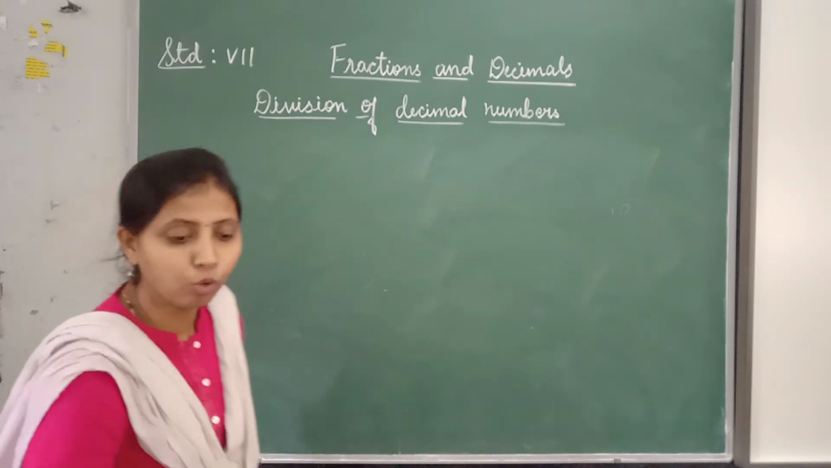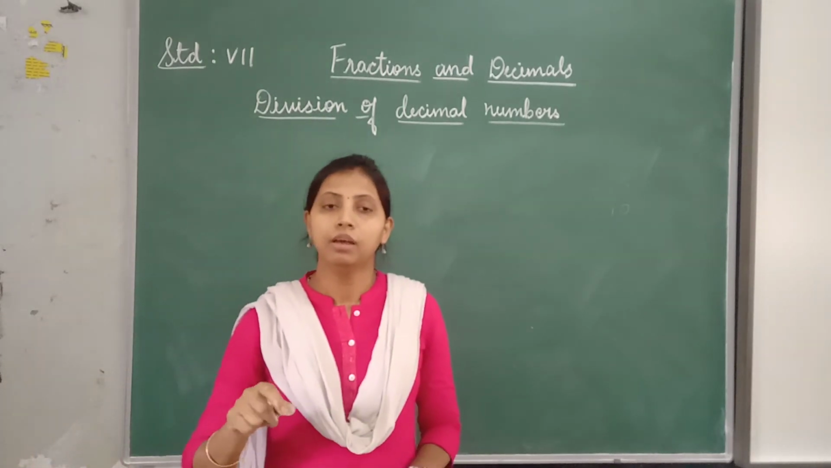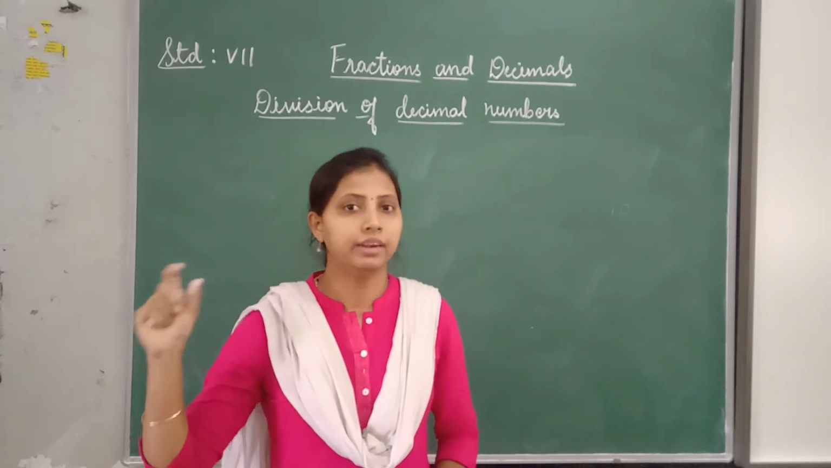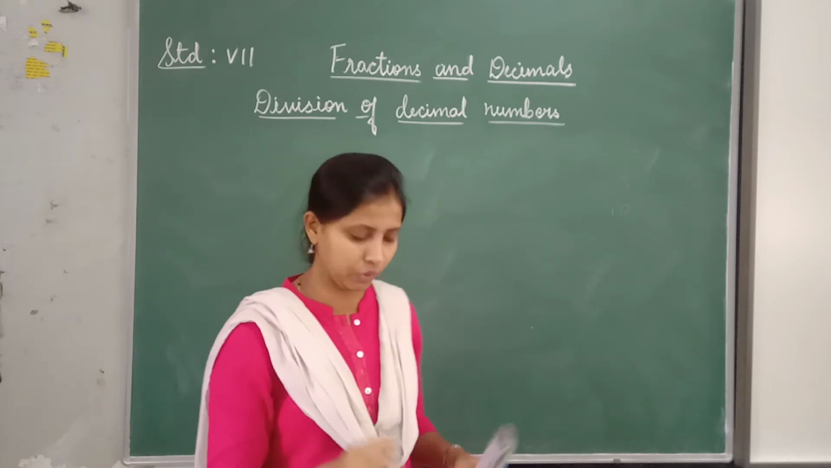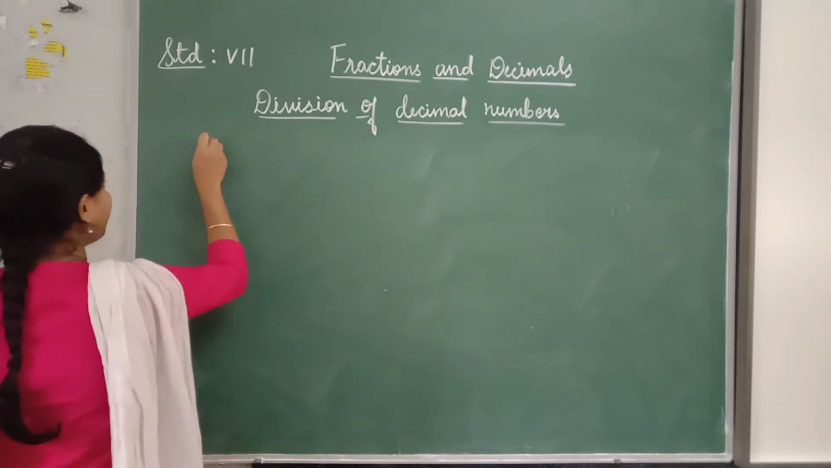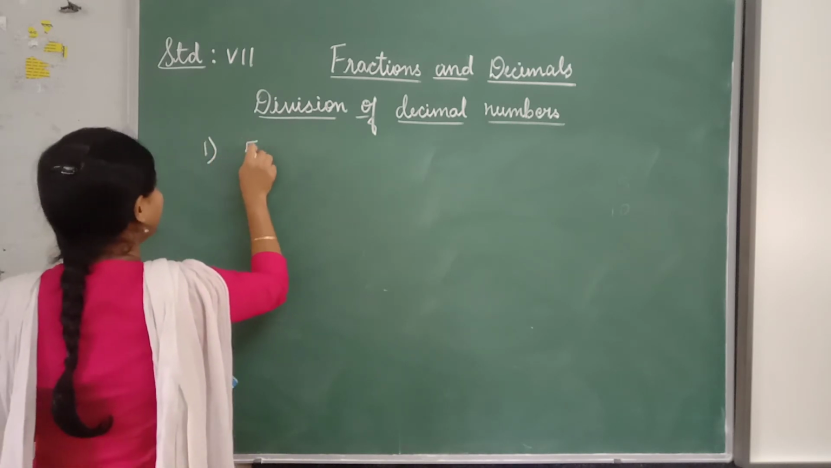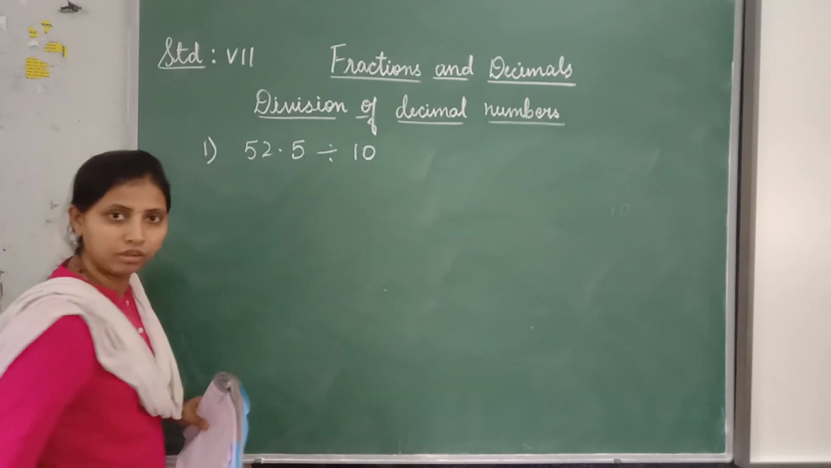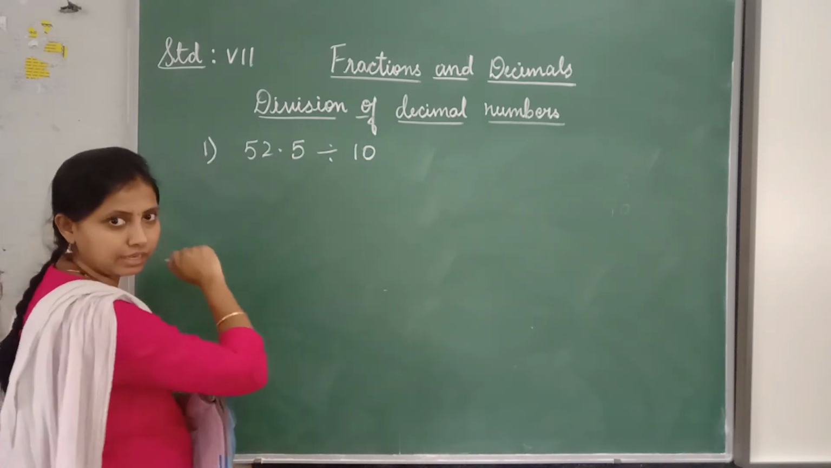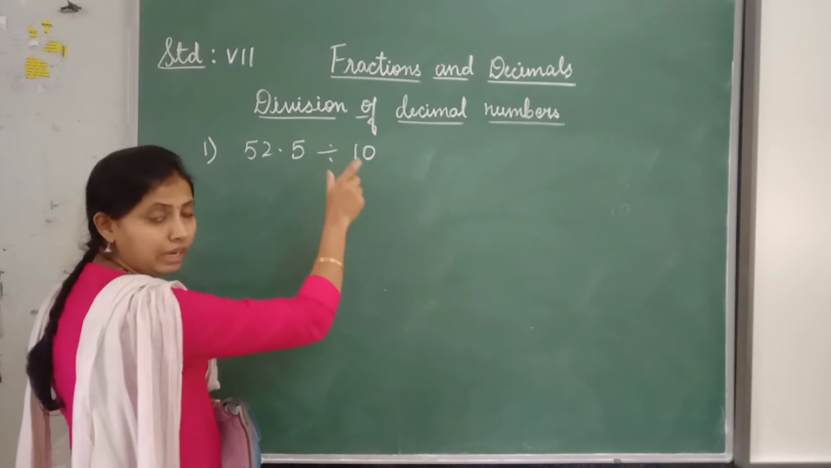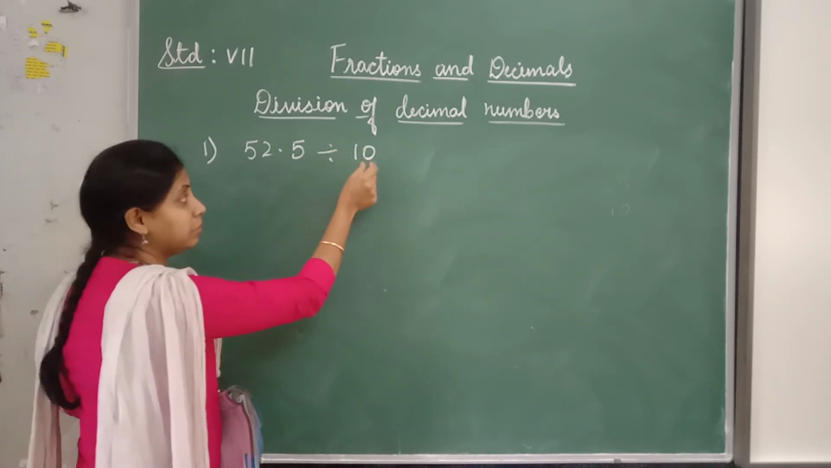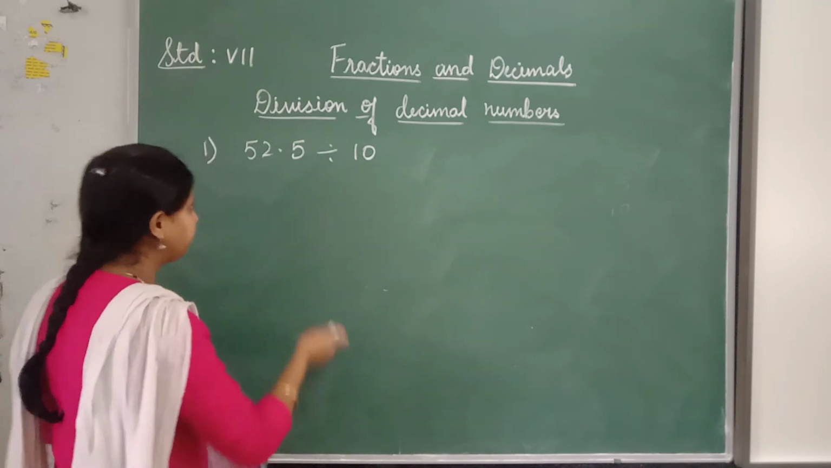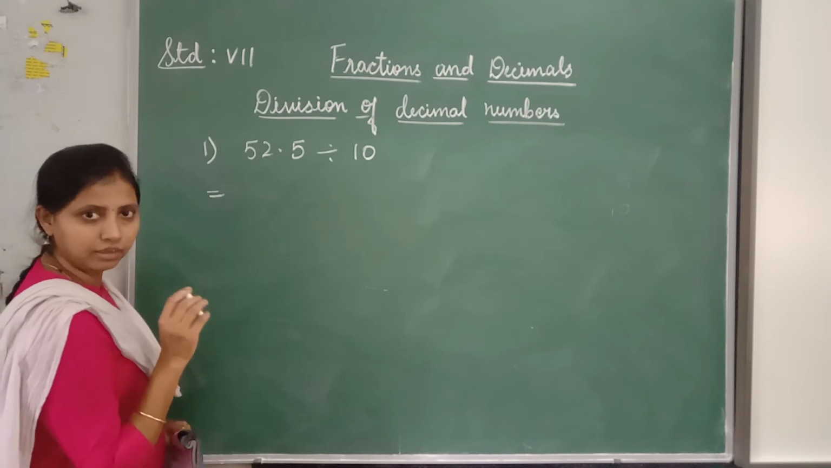Next we will see how to divide the decimal numbers by the multiples of 10, that is by 10, 100, 1000, 10,000. Okay. For example, 52.5 divided by 10. Okay children, 52.5 is a decimal and 10. Now we learn how to divide the decimal numbers by the multiples of 10, 100, 1000. Here such numbers will be there. Okay. So again the steps are the same children.